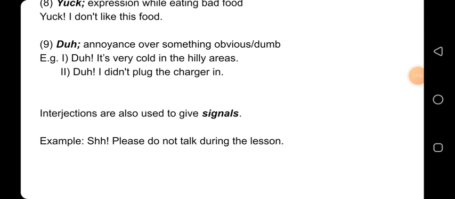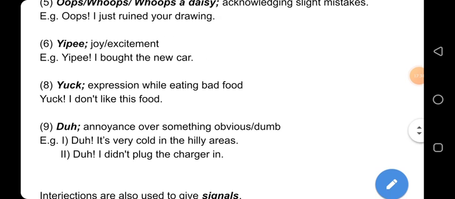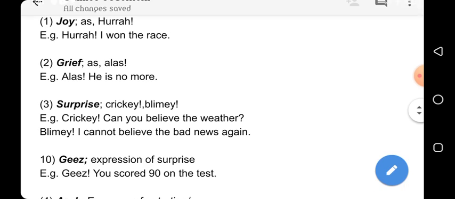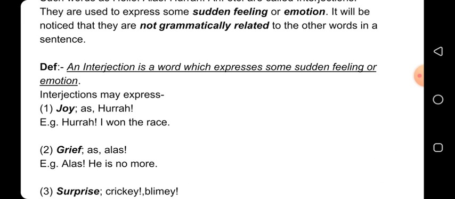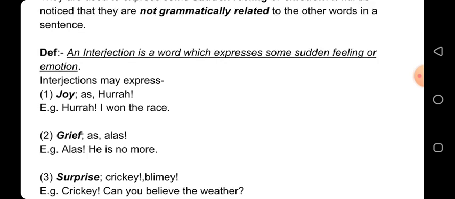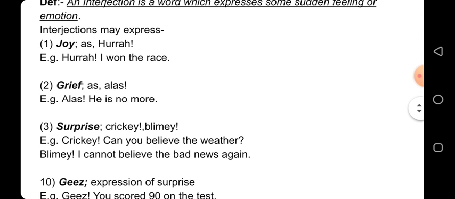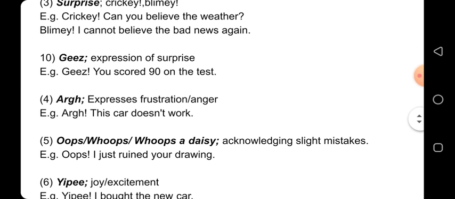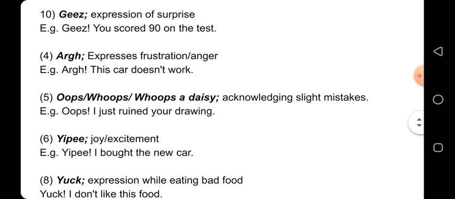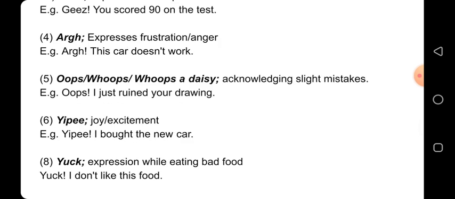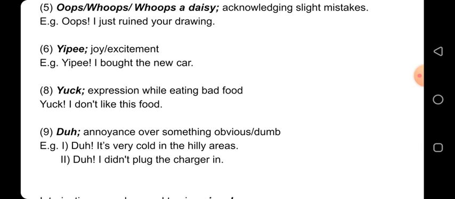So students, that's it from today's lecture. In this lecture we discussed interjections. An interjection is a word which expresses some certain feeling or emotion, and we discussed different types of words that express different feelings and emotions. There are a few words that are used to express feeling of joy, grief, surprise, and frustration and anger. All right, and we have almost used each and every expression in sentences, so that will help you understand the actual practical usage of all these exclamations.